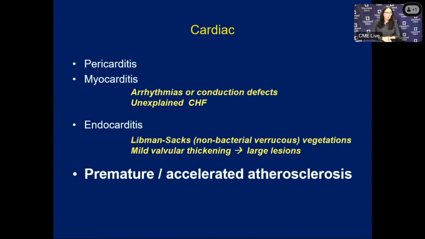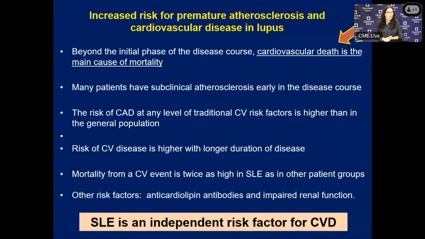Heart involvement in lupus can affect any of the structures with pericarditis, myocarditis, endocarditis, which is well known and typically associated with lupus. However, the most important after 2 years of disease is premature accelerated atherosclerosis. Increased risk for premature atherosclerosis and cardiovascular disease is seen in lupus beyond the initial phase of the disease or the first 2 years. Cardiovascular death is the main cause of mortality in these patients.